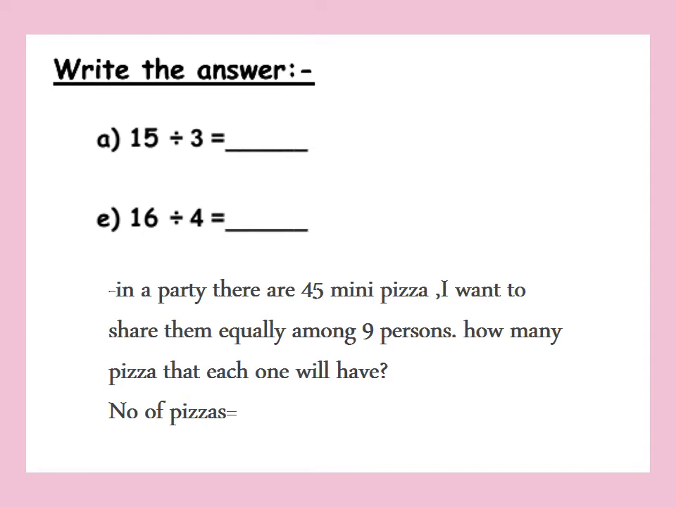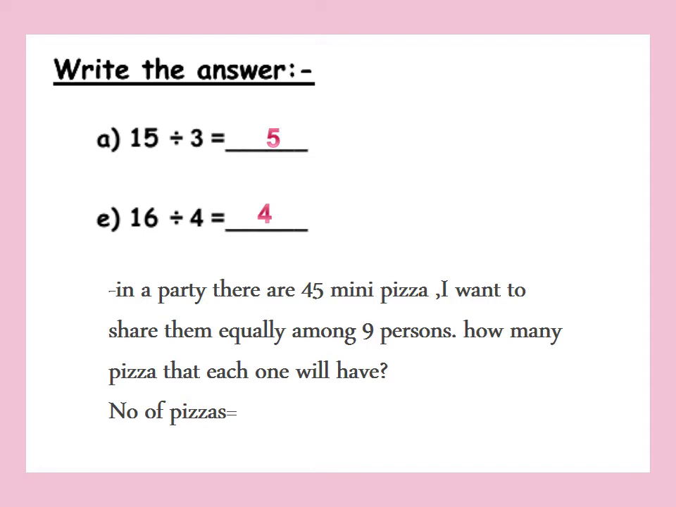And now let's remind together the division. The division is the opposite of multiplication. Let's start with the first one. 15 divide 3. 3 by what equals 15? 3 by 5. Excellent. So 15 divide 3 equals 5. Then 16 divide 4. Let's find 4 by what equals 16? 4 by 4. Excellent, primary 3.